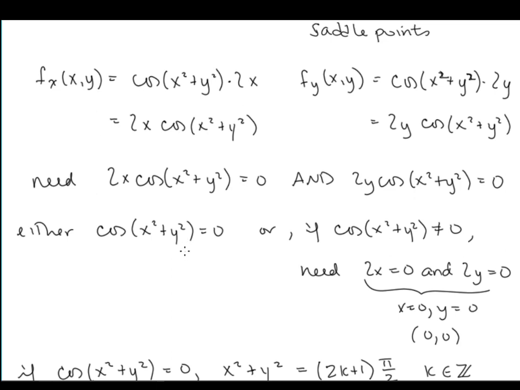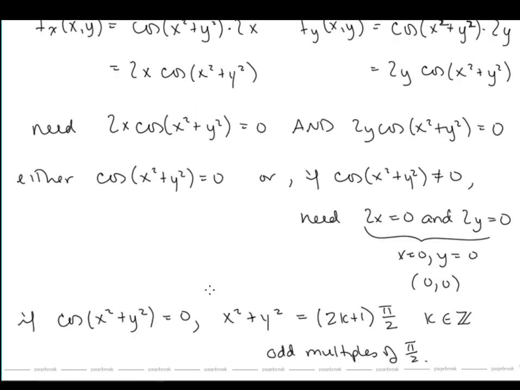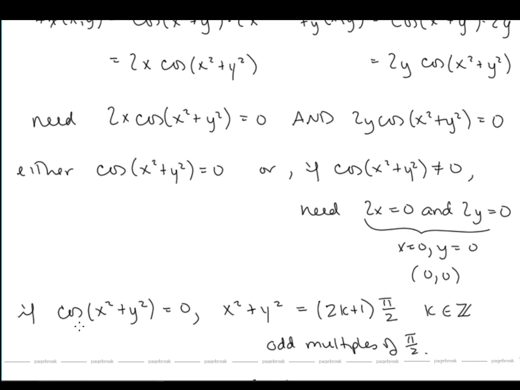Now let's examine this set. Cosine of x squared plus y squared is equal to 0. Well, where does the cosine function equal 0? It equals 0 at pi over 2, 3 pi over 2, 5 pi over 2, 7 pi over 2, negative pi over 2, right? It's all odd multiples of pi over 2. So one way we could write that is to say x squared plus y squared is equal to 2k plus 1 multiplied by pi over 2, where k is an integer, because if k is any integer, this will give us the whole set of odd numbers, and we'll have all the odd multiples of pi over 2.